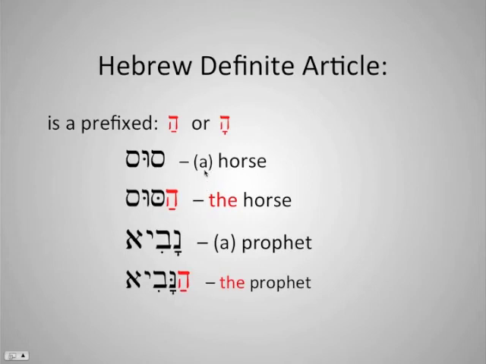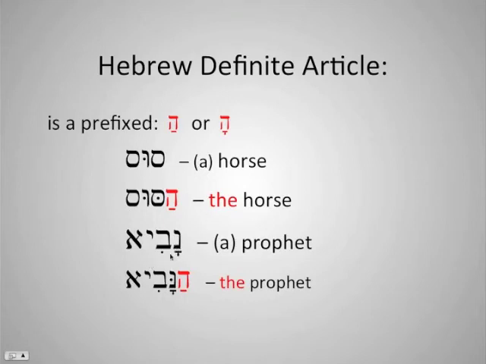Either translation is fine. But sus can have this prefix definite article, either, again, the hey patach or the hey kametz. So what we get when it's added is hasus. And note how we have to add this definite article to the translation. So hasus becomes the horse instead of horse or a horse. A is just an indefinite article in English that we can add before any noun that does not have the definite article in Hebrew. So sus is horse or a horse. Hasus is the horse.